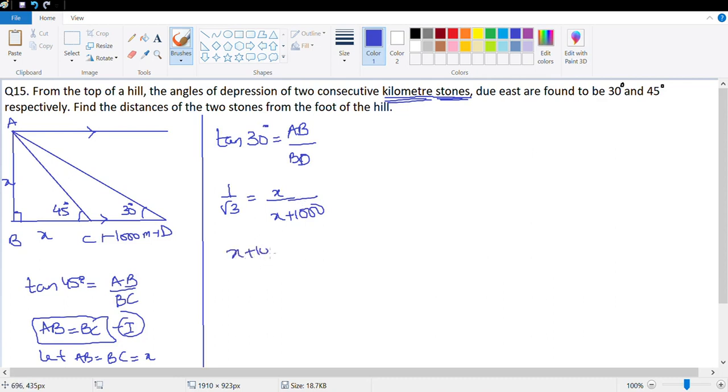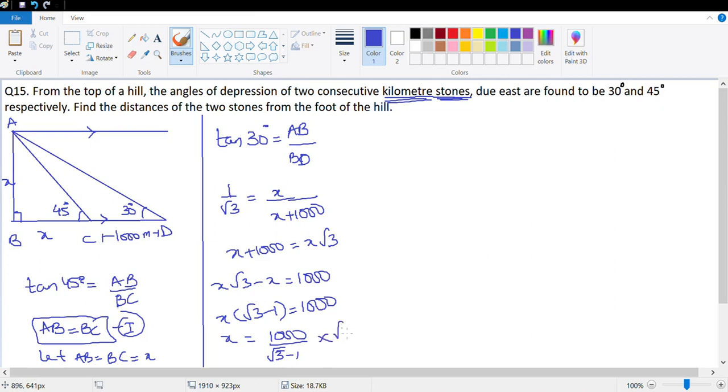So X plus 1000 is equal to X root 3. X root 3 minus X is equal to 1000. X times root 3 minus 1 is equal to 1000. X is equal to 1000 upon root 3 minus 1. Let's rationalize, which means multiply it with root 3 plus 1 upon root 3 plus 1. Now this would be X is equal to 1000 multiplied with root 3, which is 1.732, plus 1, which makes it 2.732.